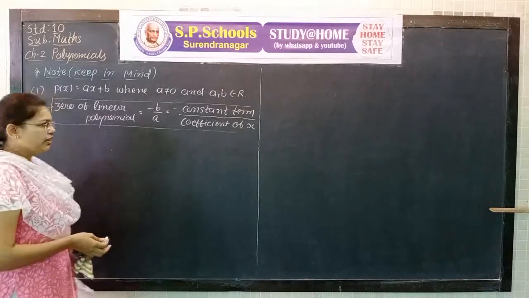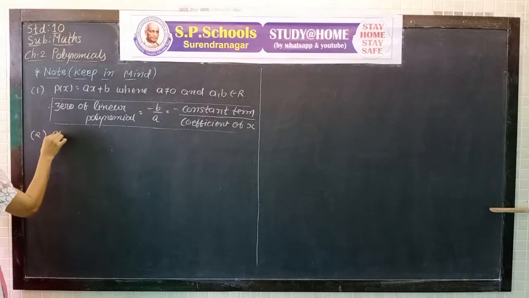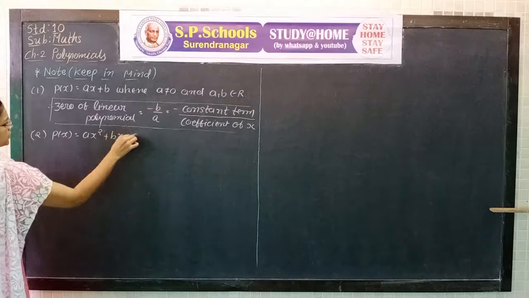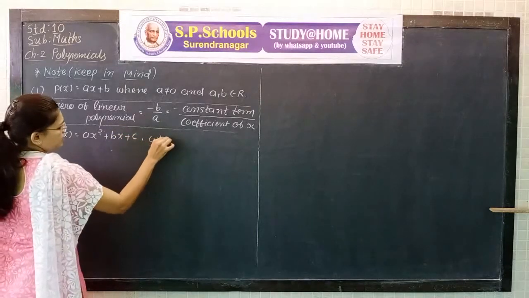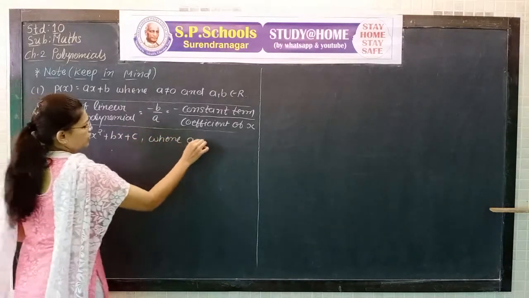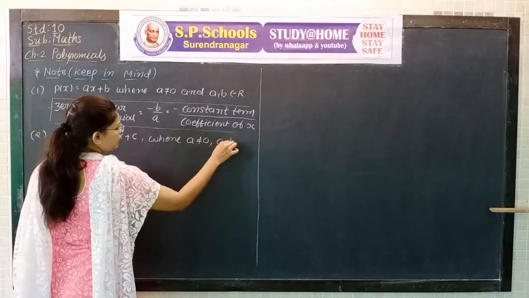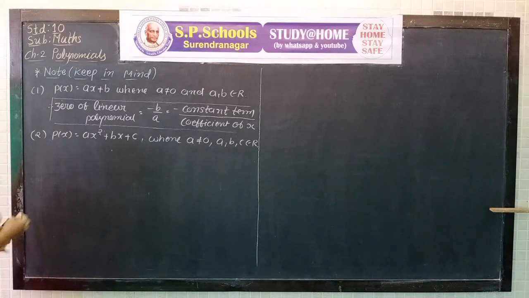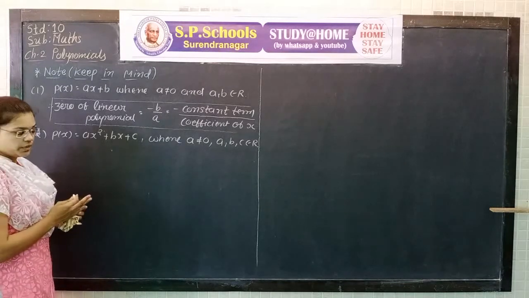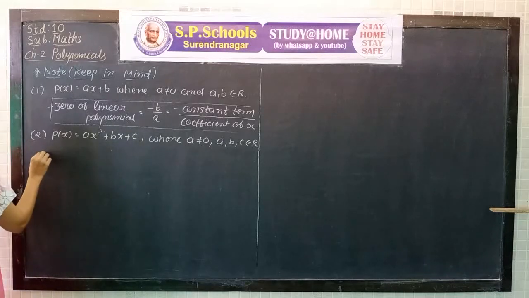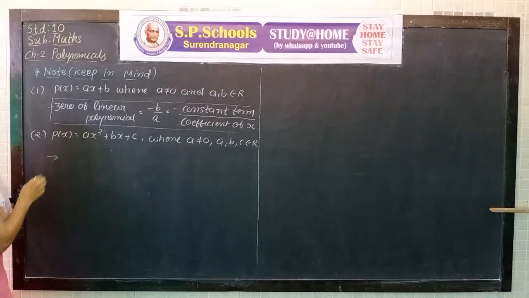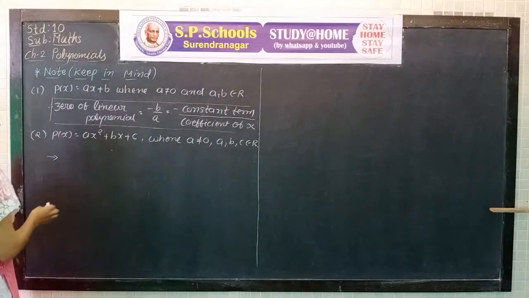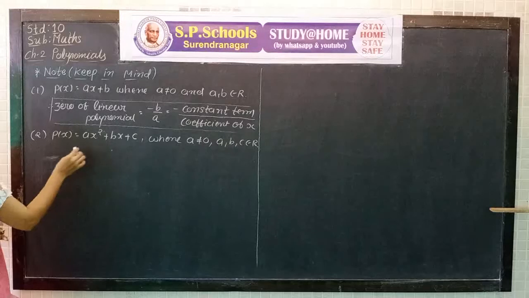Second is for quadratic polynomial. P of x is equal to ax square plus bx plus c, where again some condition: a does not equal 0, and a, b, c belong to R. ax square plus bx plus c represents the quadratic polynomial. Again we know that there are two relationships. First is the sum of zeros and second is the product of zeros. Alpha and beta are the zeros of the quadratic polynomial.